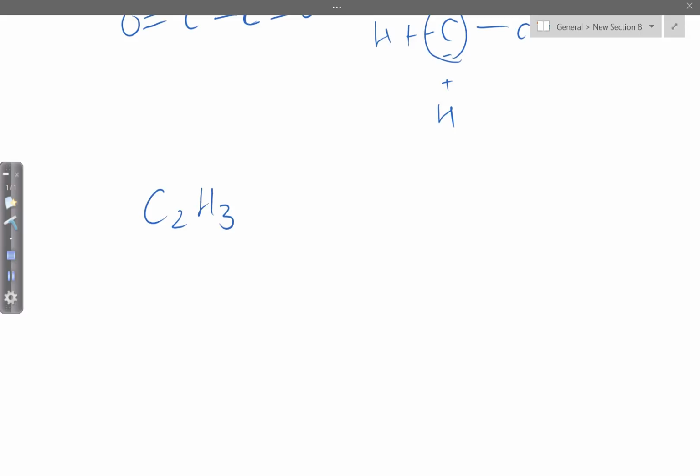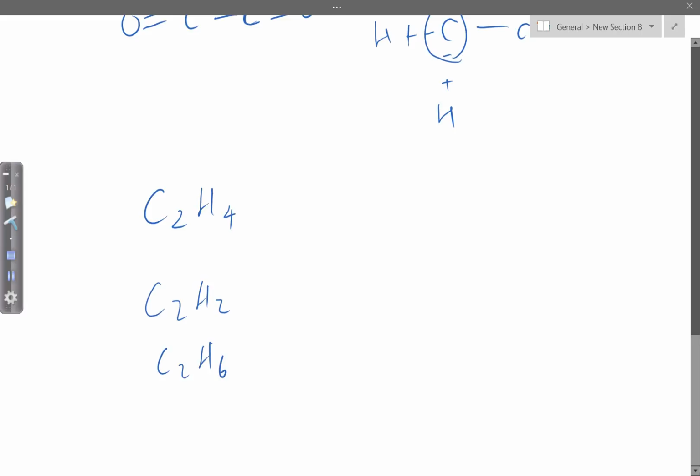Is C2H3 possible? No, it's not possible. Why? Because if there are no other elements present, it can only be even numbers: C2H4, C2H2, C2H6, right? Why can't you have an odd number?